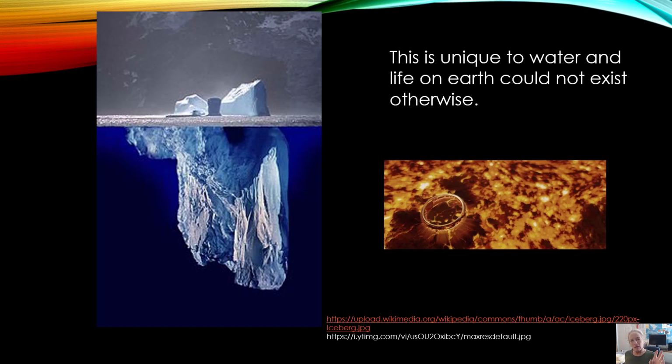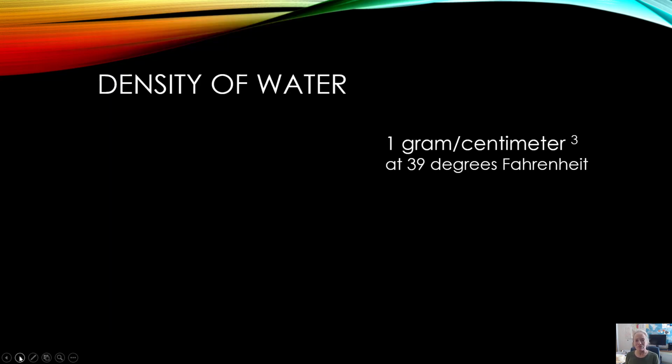Okay, so anyway, this is also unique, and it's also important to life on this planet. If it didn't work this way, the oceans would freeze from the bottom up, because the solid ice would sink, because it would be heavier than liquid water, and it would probably cause the planet's oceans to freeze, and that would be bad for life. We need liquid water on this planet. Okay, how heavy is water, right?